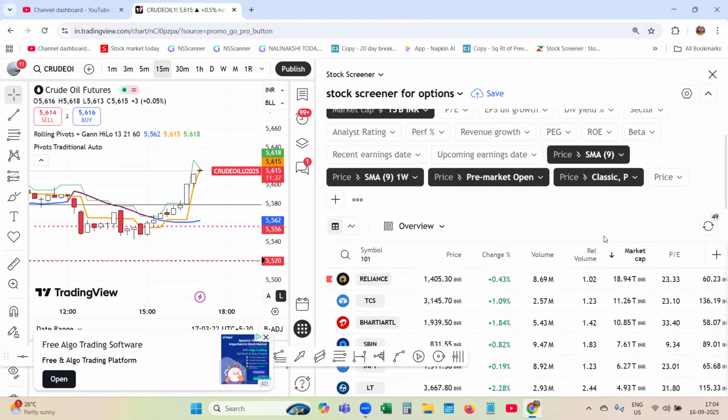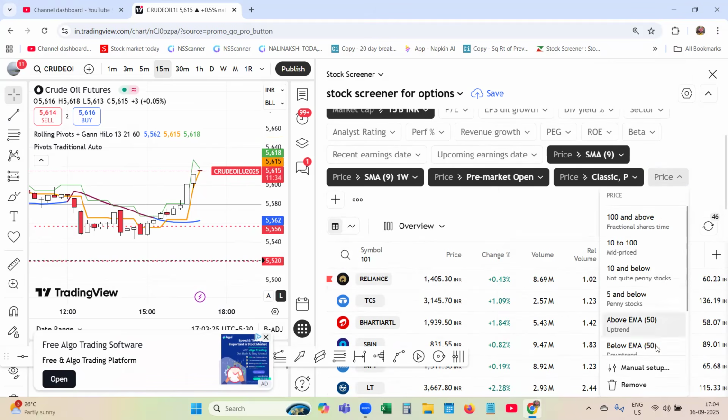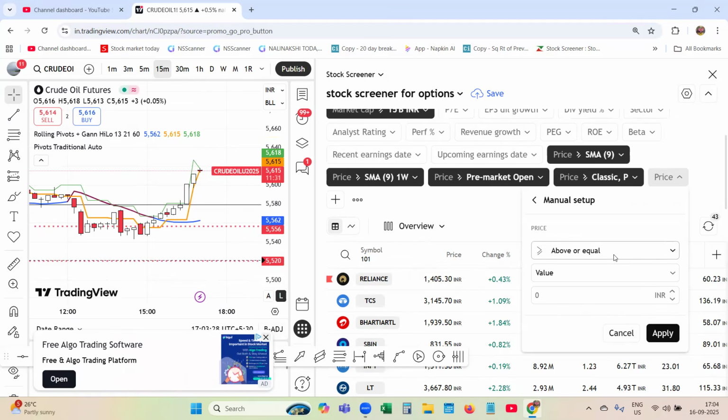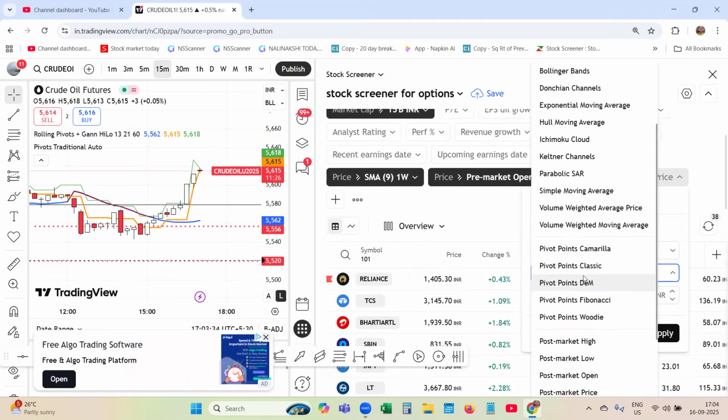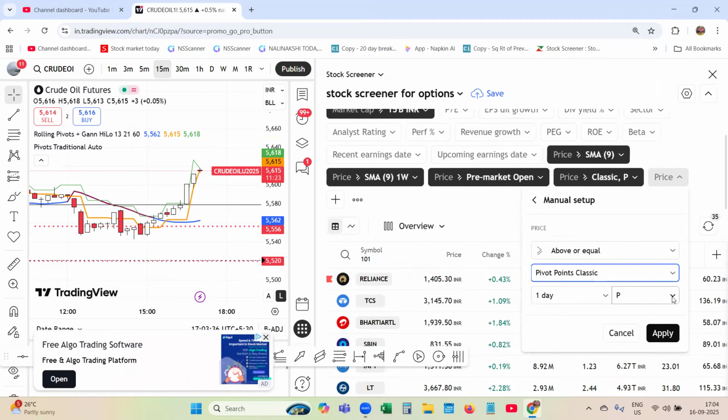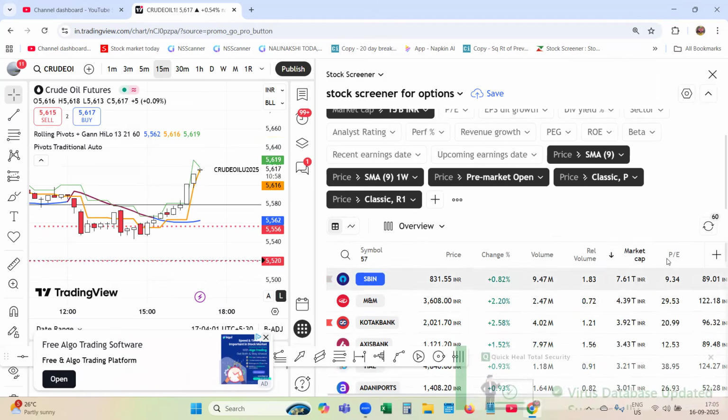Again, I'm clicking on market data and selecting price, because everything is related to the price. Again manual setup and above or equal, I'm selecting the pivot points. Here, instead of the 1 day pivot, I'm selecting R1. I want the price to be above or equal. That means when the price is above the pivot and almost equal to or above R1, that is a trending stock, a momentum stock. So I am applying it.